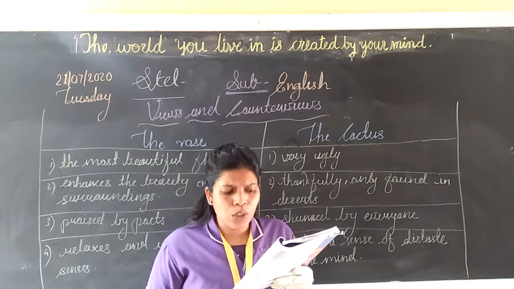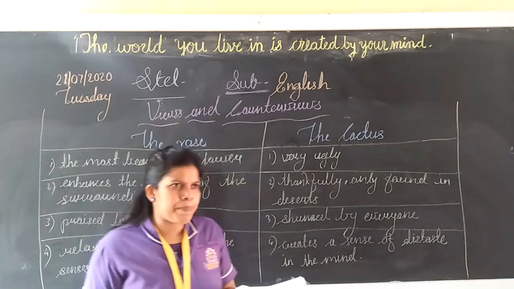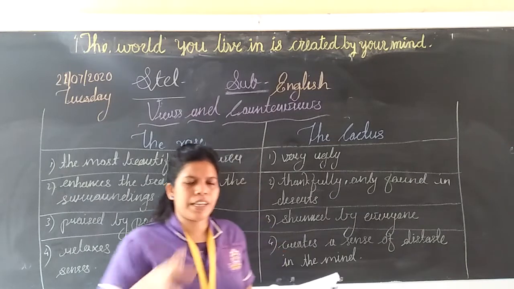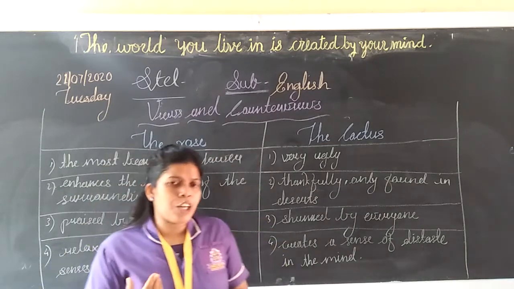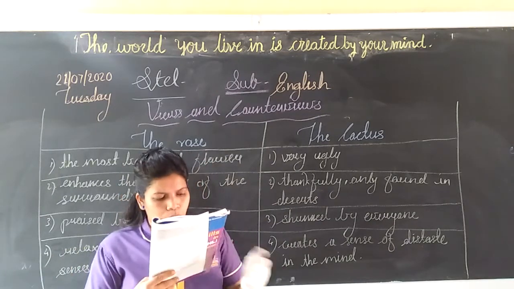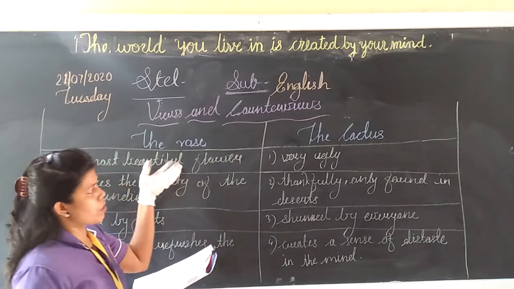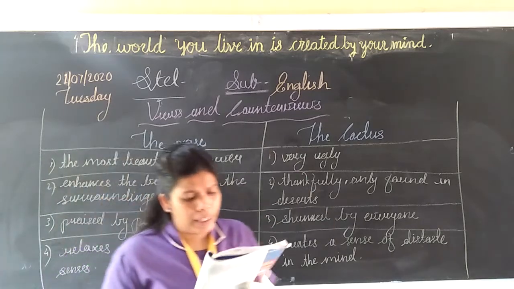Apart from this, the rose hardly has any other worthy qualities. Means apart from these two, its fragrance and its appearance, we can't see any other qualities in the rose. Second para, this we have written about the rose. Now we have to start about the cactus.